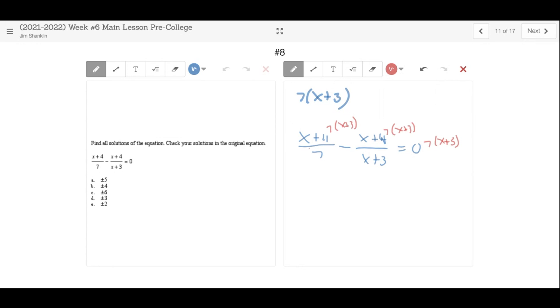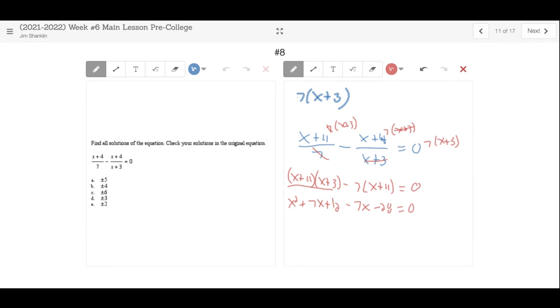All right, so in this problem, the 7's cross out. So I'm left with x plus 4 times x plus 3 minus, well, here the x plus 3's cross out, so I'm left with 7 times x plus 4 is equal to, well, 0 times anything is 0. All right, so now I've gotten rid of the denominator. Is this an easy problem still? No, I mean, it's still going to be tough. So I have to do FOIL here. So that's going to give me x squared plus 7x plus 12 minus, and then 7x minus 28 is equal to 0. So it's a quadratic.